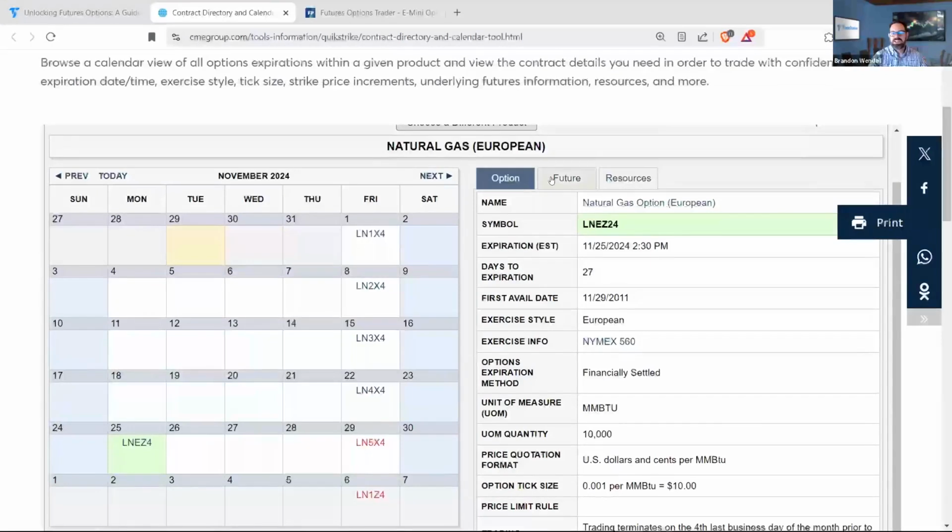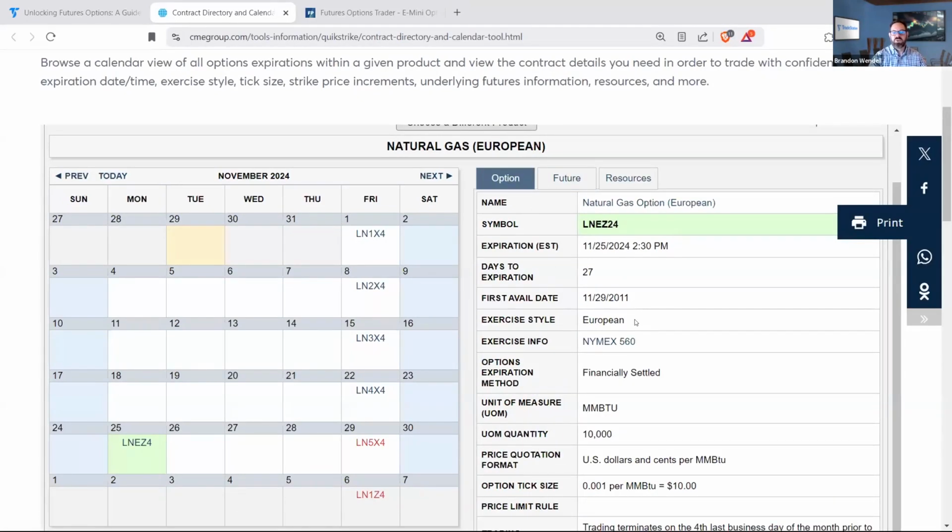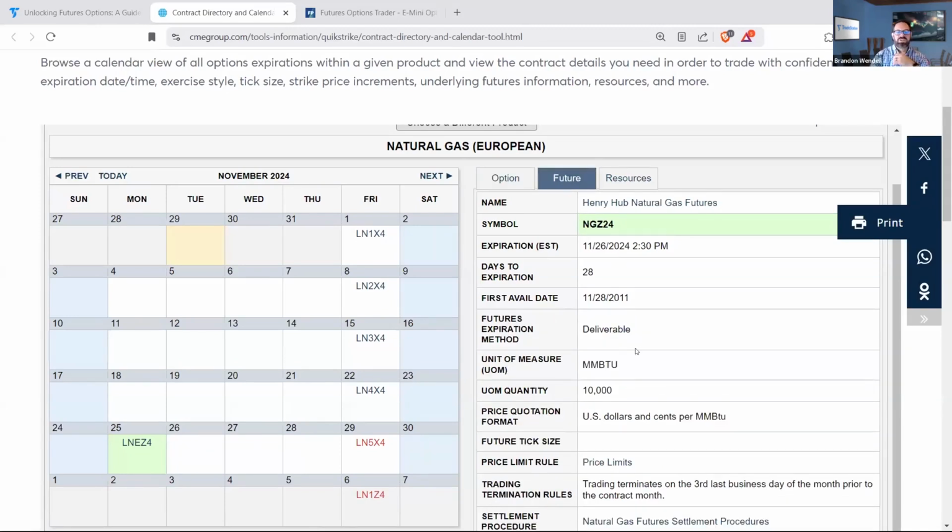Look, I can go to the future, and it gives me information on the futures contract. And this is a deliverable contract. What does that mean? That means if I hold this particular security, first of all, European style, it cannot be assigned early. But this one is not going to get the option or the futures contract. The option's expiration is financially settled. Futures, if you were to trade a futures contract on nat gas, at the end of that contract, you could get delivery of the natural gas.